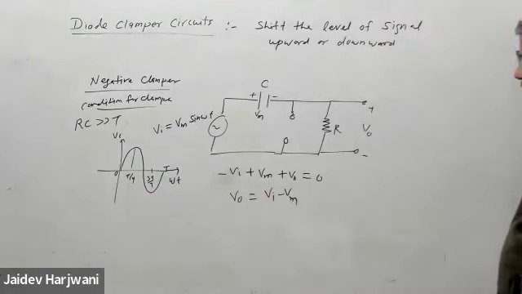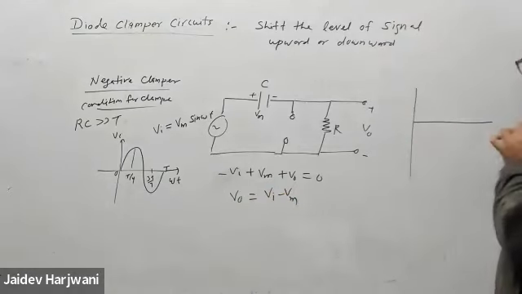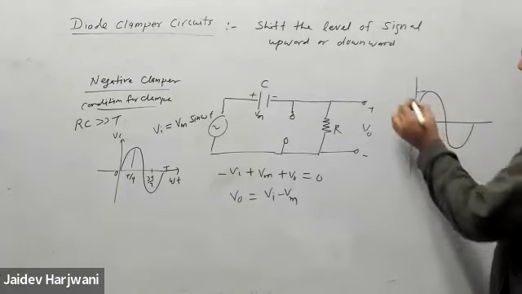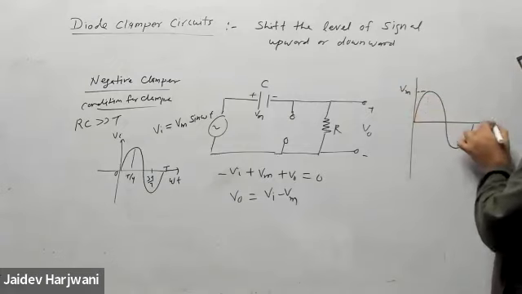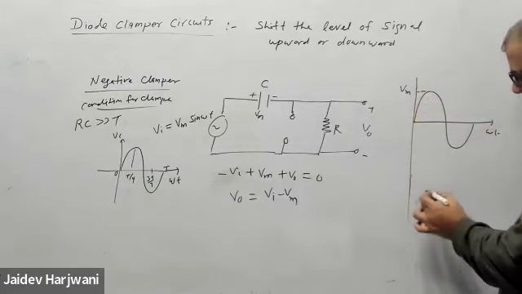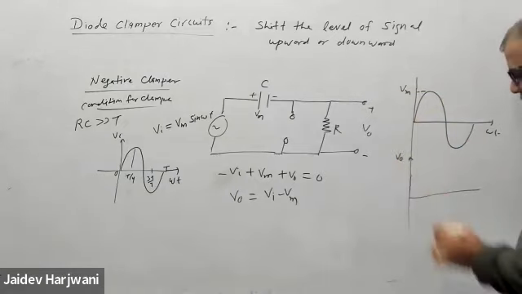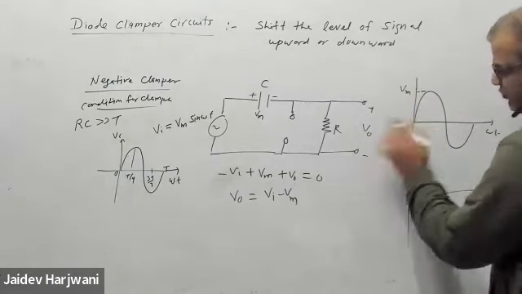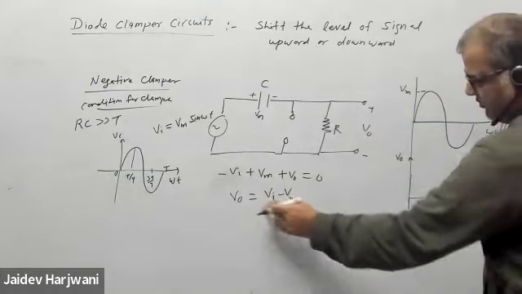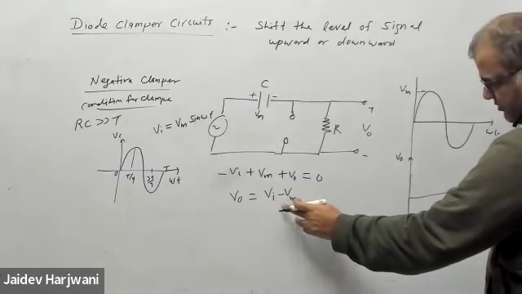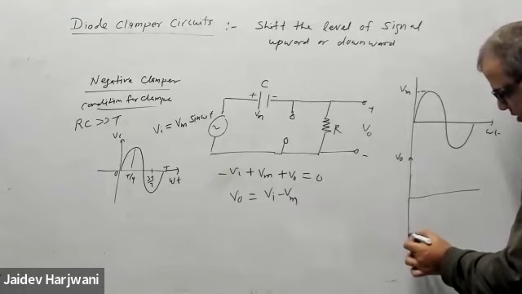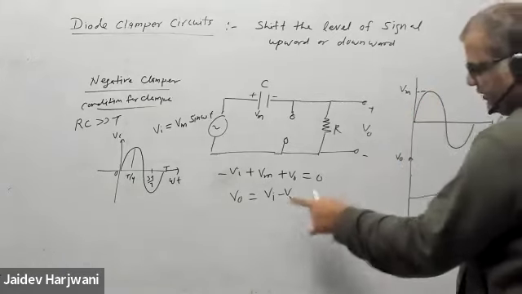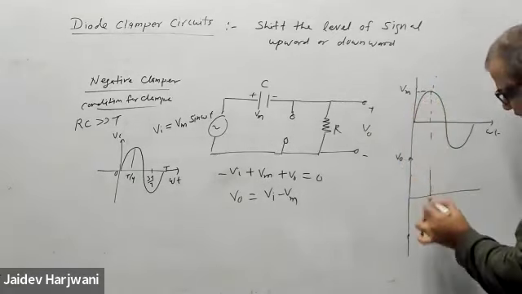Now just keep on putting in the values. This is my input signal, Vm sin omega t. Now I'm going to draw the output signal V naught. What will happen? You put V input equal to 0 here, so the output comes minus Vm. So it will come to minus Vm here. So in this positive cycle, minus Vm, and then you put V input equal to Vm. This comes to 0. So when it is maximum, it will come to 0 here.